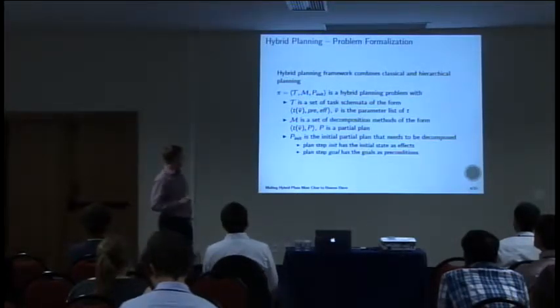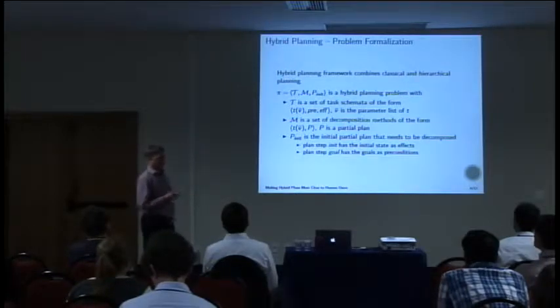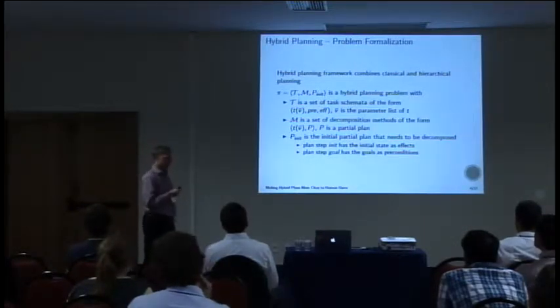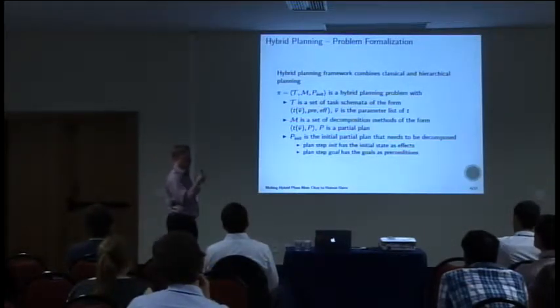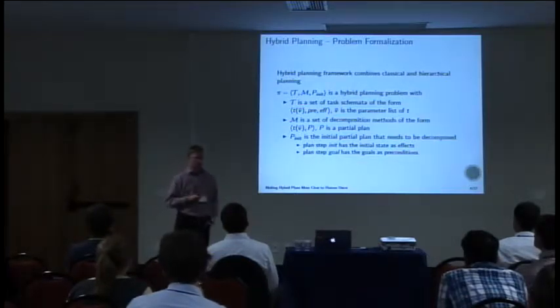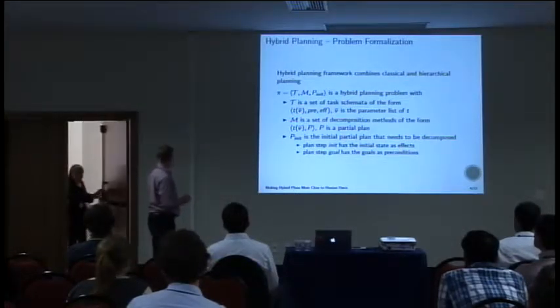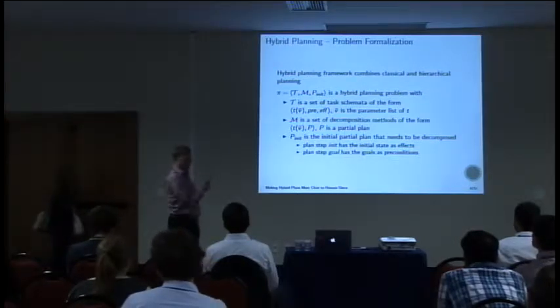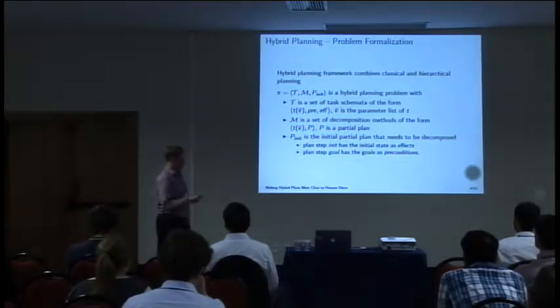Then we have a set of decomposition methods. These define predefined solutions for the abstract tasks in the form of small plans. So during planning, the abstract tasks will be solved by just replacing them with one of the plans from their respective methods. And finally, we have an initial partial plan that needs to be decomposed by the planning system in order to find a solution. Typically, we have 2 artificial plan steps, init and goal, where init has the initial state as effects and goal has the goals as preconditions.